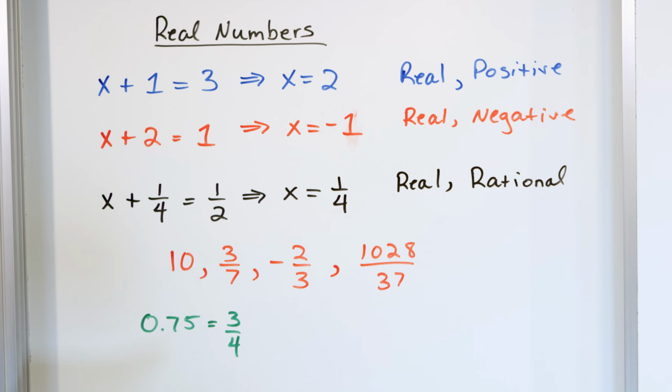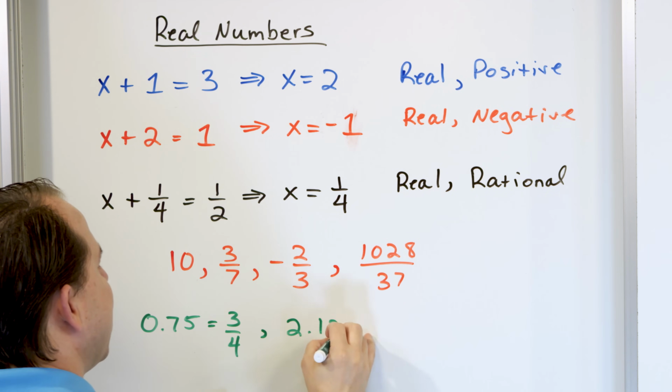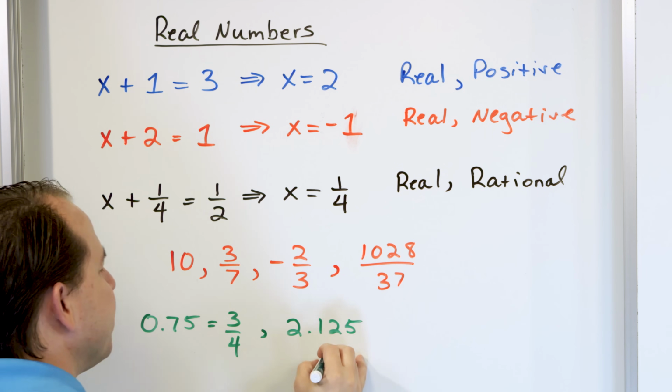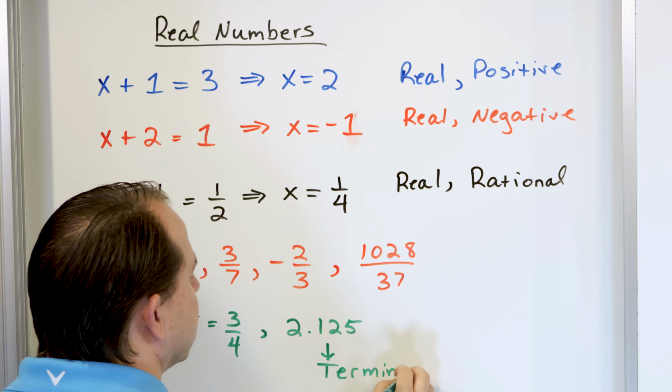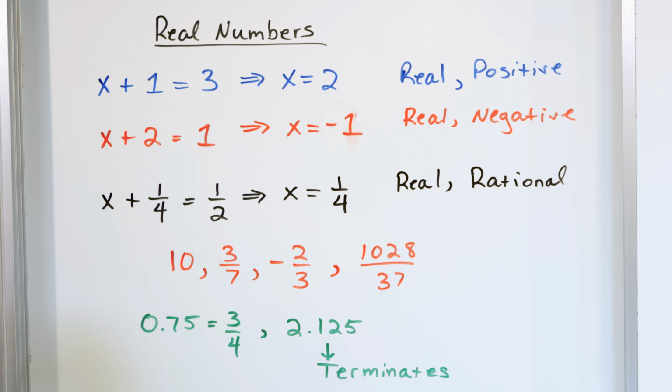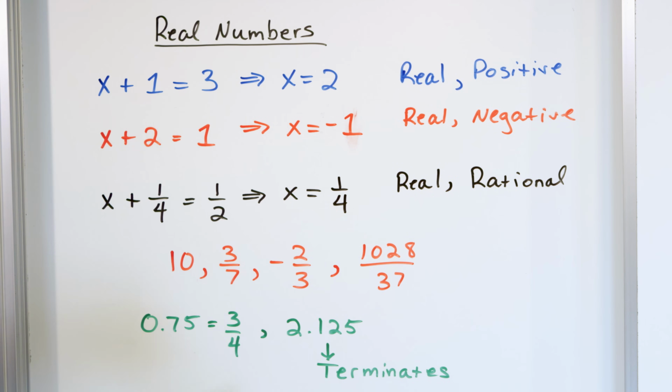It's a rational number too. And it turns out that other decimals are rational. For instance, 2.125. Any decimal that terminates like this can also always be written as a fraction. So this is a rational number too. I can go find a fraction that's equal to this, right?